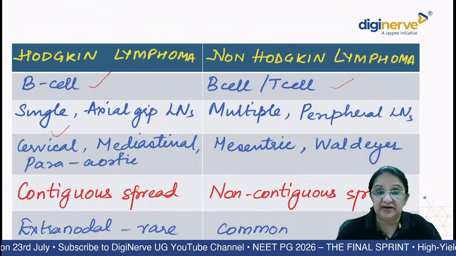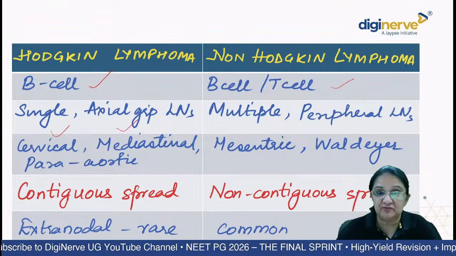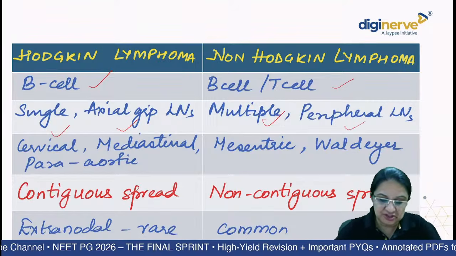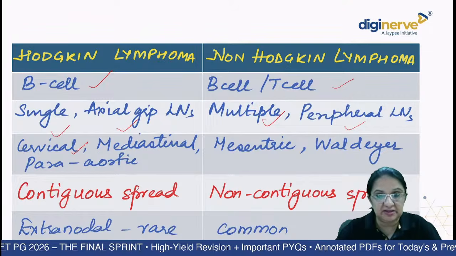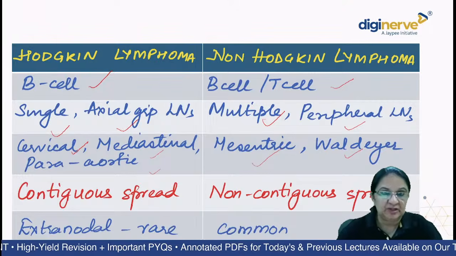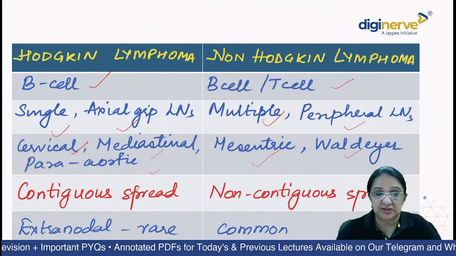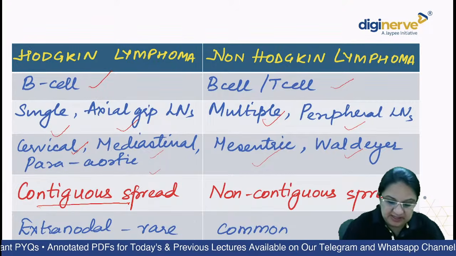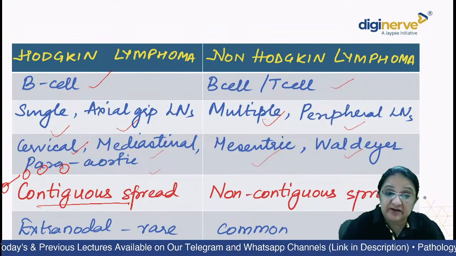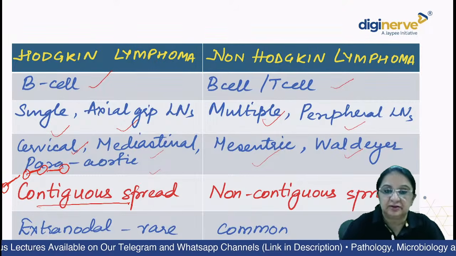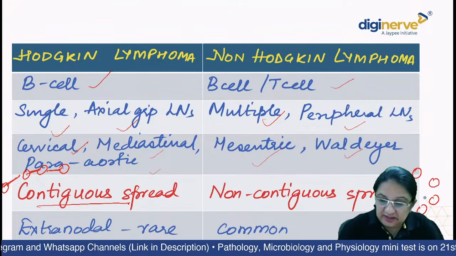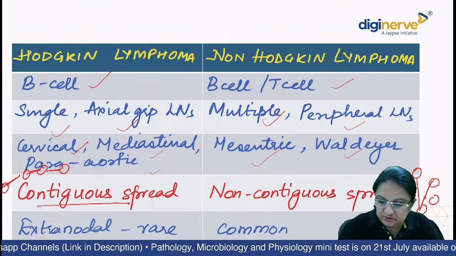Usually the lymph node affected is a single axial group of lymph nodes. Here, multiple and peripheral lymph nodes. In Hodgkin's lymphoma, the lymph nodes usually are cervical, mediastinal, para-aortic. Here it could be mesenteric or Waldeyer. Now, lymph node involvement in Hodgkin is contiguous spread. That is, if this is a chain of lymph nodes, one lymph node is affected first, then the second, then the third. This is contiguous spread. However, in non-Hodgkin, one lymph node could spread to this, or to this.